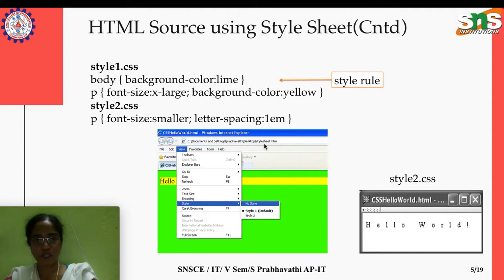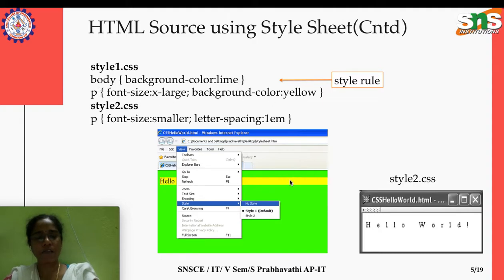I have executed this in Internet Explorer. See here, while executing it takes the preferred style. The preferred style is style1.css, and style2.css is the alternate style sheet, is it not? When we execute, this is the body part. The whole body part is changed to lime, the green color. And the font size for the paragraph Hello World is extra large, and its background is yellow in color.